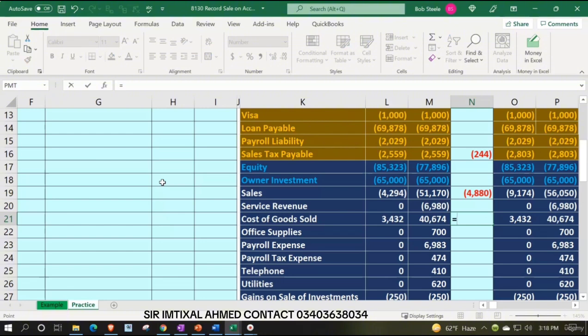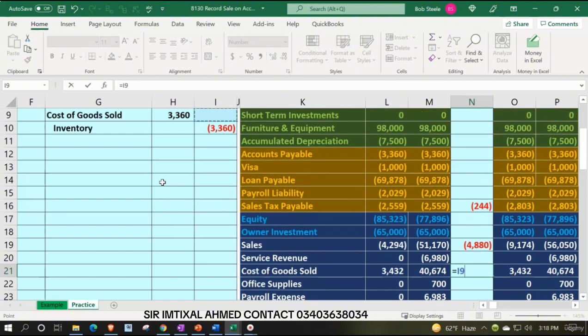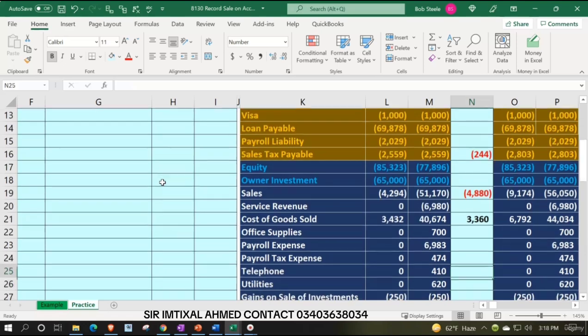Let's then record the cost of the goods that are sold, which is going to be right here. That's the cost of the goods that we're selling. And so that's going to increase the cost of goods sold and decrease the net income. So on the month, we had the 3432 increased by the 3360, giving us the 6793. On the year to date, 40,674 increased by the 3360 to the 44034.